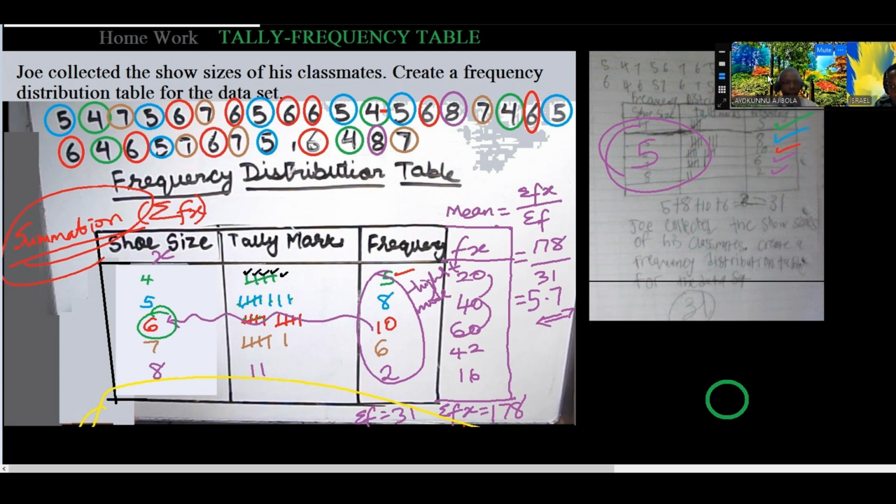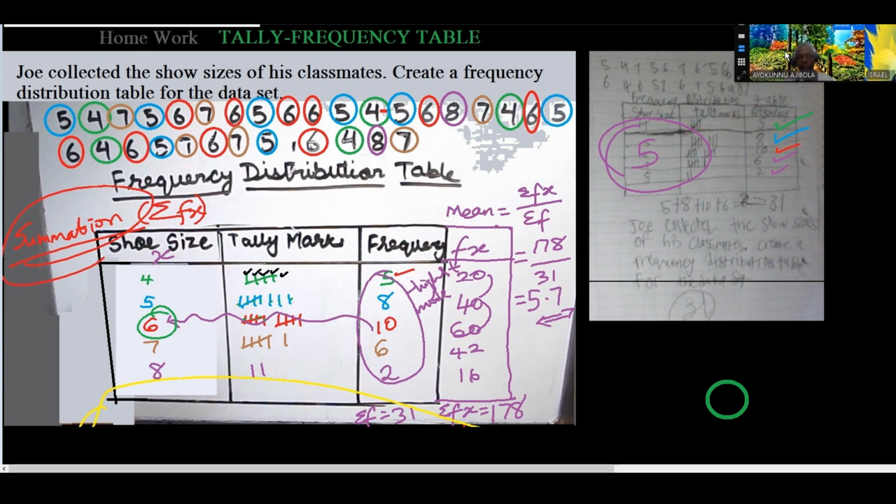Yeah, this was the work you were given yesterday, where you got the tally, the frequency, you got everything there, okay? How were you able to do that? We're counting the digits and recording them on the table. Like four appeared five times in all of the data, so we have one, two, three, four, five. So that's five. Then five appeared eight times. If we count the number of fives here, there are eight.